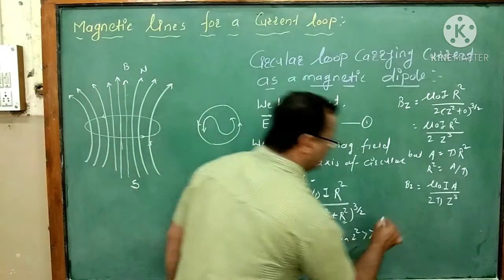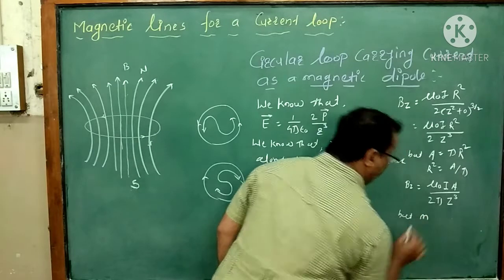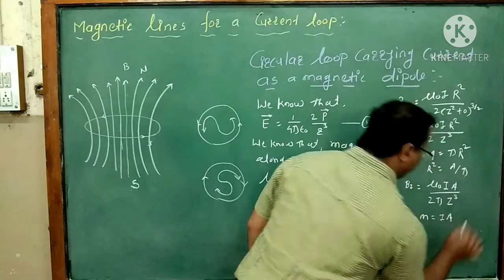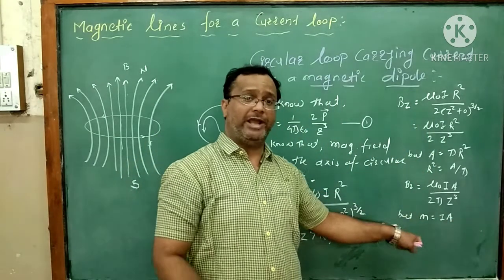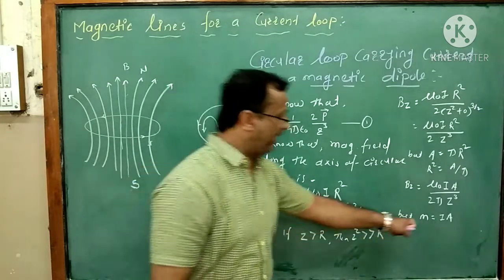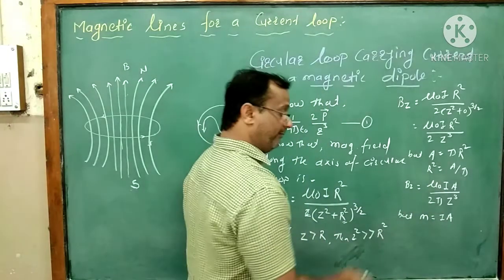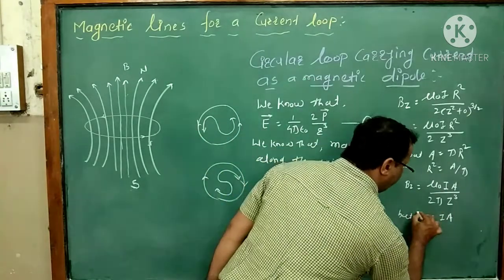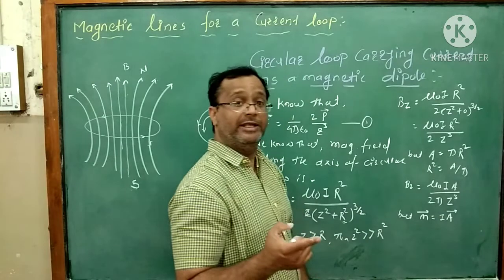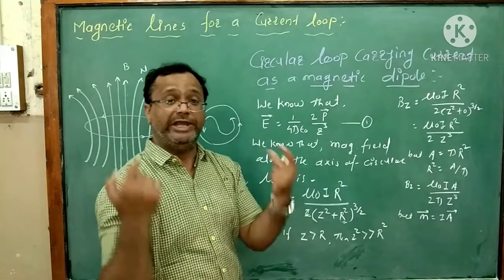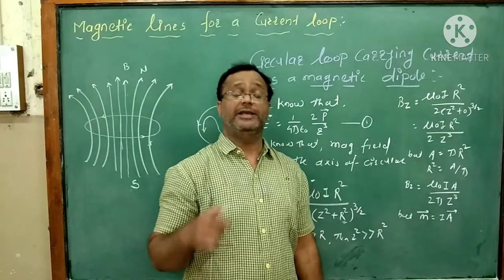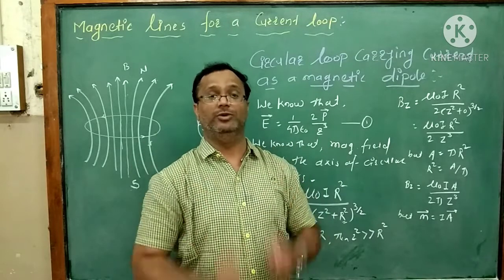But we know that M is the magnetic dipole moment, so M is equal to I into A. M represents the magnetic dipole moment of a circular loop or circular coil. If we want to write this in vector form, then vector M is equal to I into vector A. Vector A is perpendicular to the area A, which means the direction of vector A is perpendicular to the area of the loop.